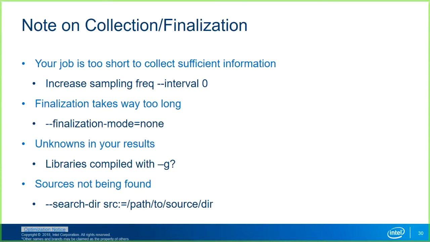Now, if you see some unknowns in your application, you should go back and check that everything was compiled with -g, and like I mentioned earlier, you might want to include your search directories for the sources. You can do this either at the collection step or at the finalization step if you're using the command line to finalize, or alternatively, you can click things around in the GUI to get all the sources linked there.